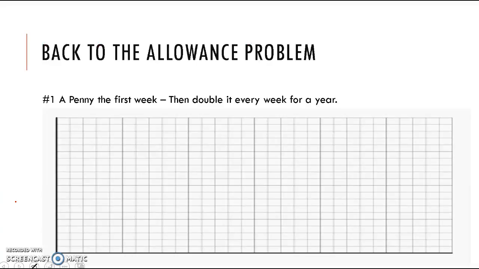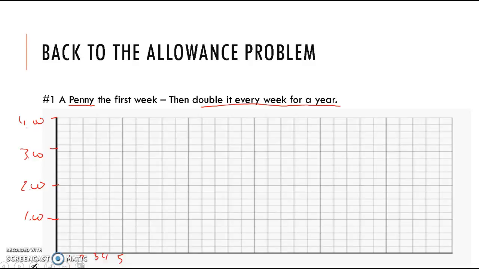And so let's go back to one of the questions that we had a while ago, where we were given a penny for an allowance the first week, and then it was going to double every week for an entire year. We ended up with a huge amount of money on the 52nd week of the year. But let's just say here's week 1, and week 2, and week 3, week 4, week 5, and so on. And then here we have, let's say this is $1, and here's $2, and here's $3, and here's $4. Let's just see what this graph is going to look like.